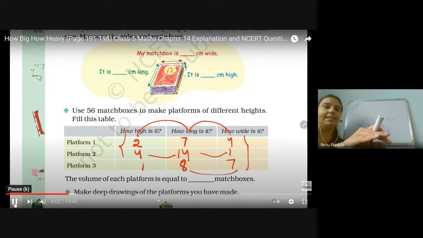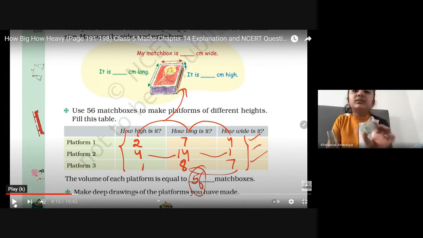If you're taking 187, then also the answer is 56. So make a deep drawing of the platform. You can make the deep drawing. You all know what is deep drawing? Excuse me, ma'am. Yes. Ma'am, I cannot understand the measuring part.